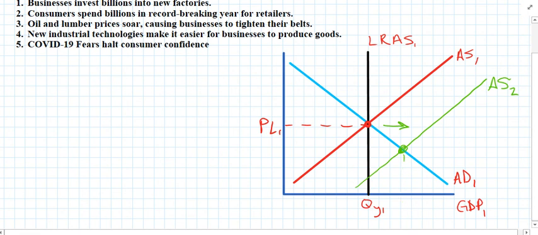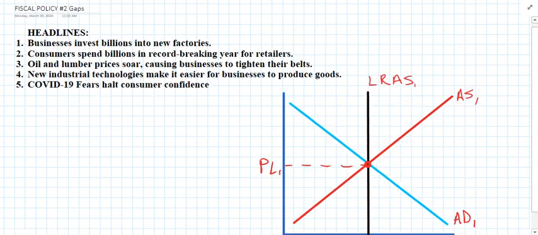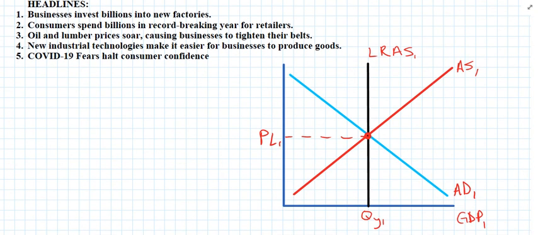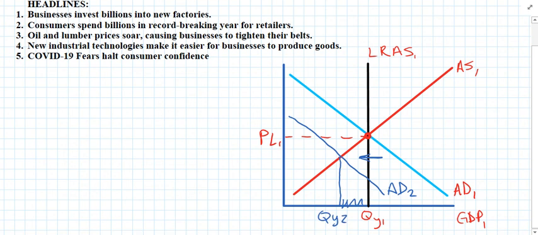Okay, and then the last one, which is how do we know that we are going into a recession? What does that look like? Oh my gosh, COVID-19 fears halt consumer confidence. And so we're going to get this nasty looking leftward shift right here, and we're going to get our new aggregate demand here. And as you can see, we're producing less, right? So unemployment is high and GDP is decreasing. Not good stuff. We have a recessionary gap there.